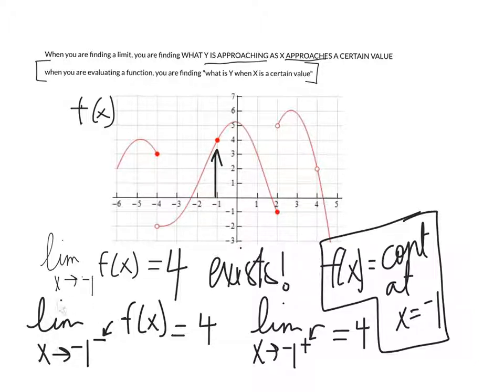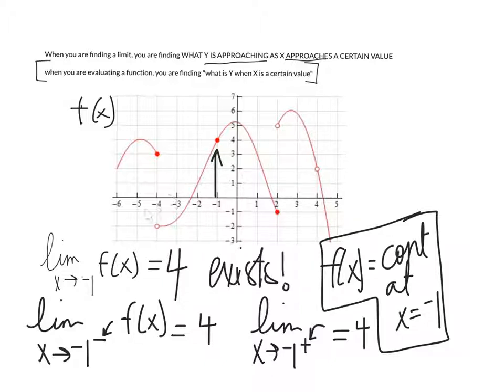Since the limit as x approaches -1 from the left equaled the same answer as from the right, then the limit existed, which tells me, since the limit exists, that it is continuous at x = -1. Now the vice versa is true. If f of x is continuous at x = -1, then the limit must exist.